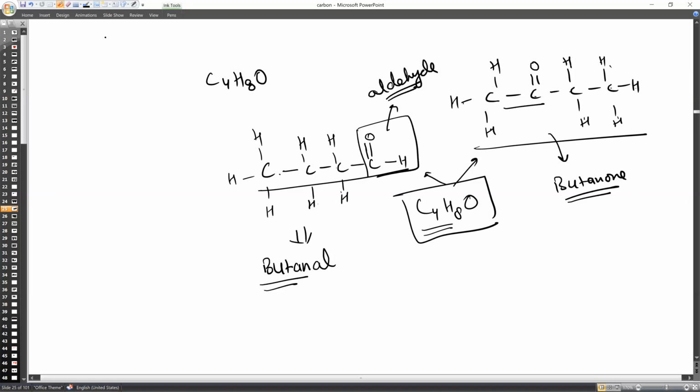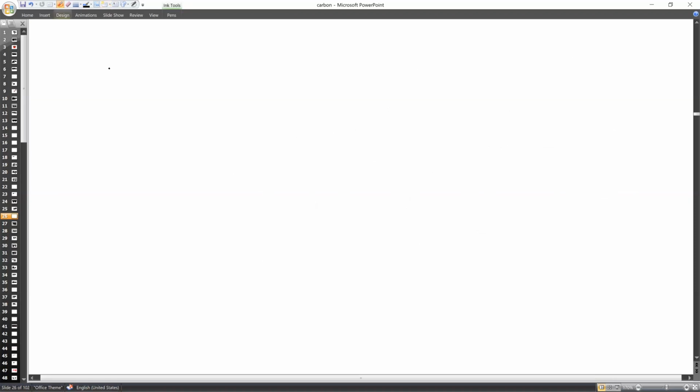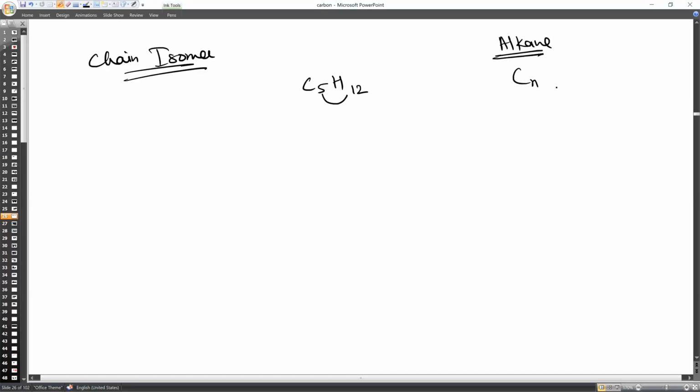So there can be different types of isomers. Like we have chain isomers, or branch isomers. What is the difference between them? For example, if I write C5H, double of 5 and then add 2, it is 12. We have the general formula for alkane: CnH2n+2. So if we write C5, then 5 into 2 plus 2 will be 12.